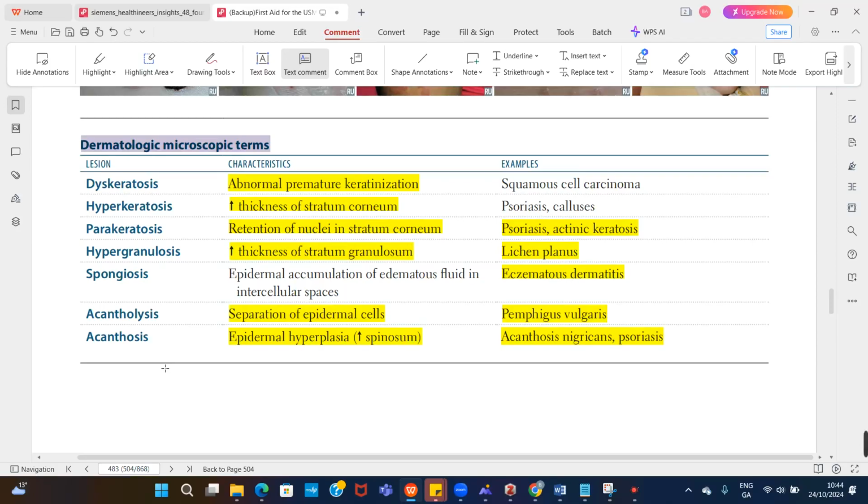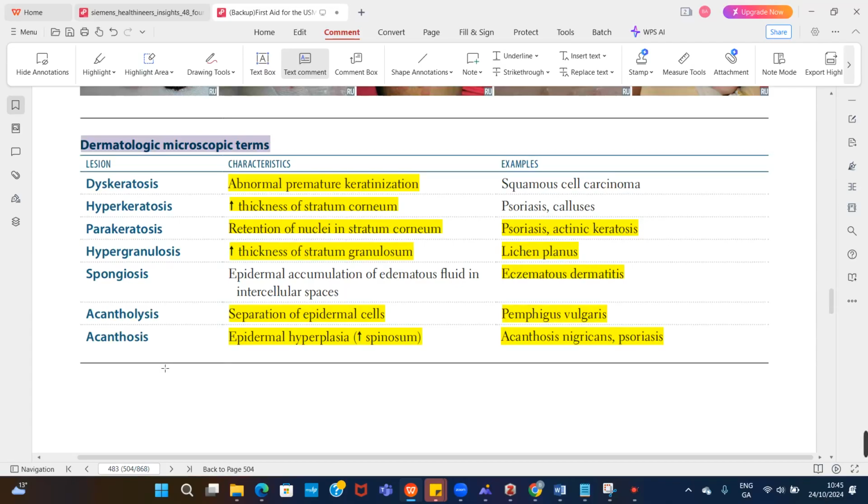The stratum granulosum is thin in psoriasis. It is not thick, it is thin in psoriasis. Then the reverse is what you have in lichen planus. So the layer that is thin in psoriasis is the one that is thick in lichen planus. So that means that the stratum granulosum is thick in lichen planus, while the other layers are thin. Do you understand that, Doc? Is it clear now? Yes, thank you very much.